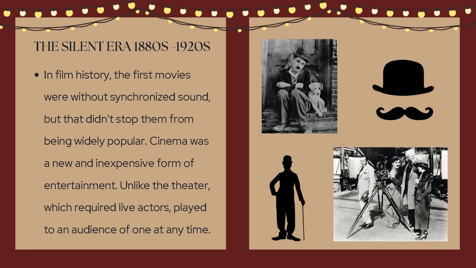This is what they call the silent era, 1880s to 1920s. In film history, the first movies were without synchronized sound, but that didn't stop them from being widely popular. Cinema was a new and expensive form of entertainment, unlike the theater, which required live actors to play to an audience of one at any time.